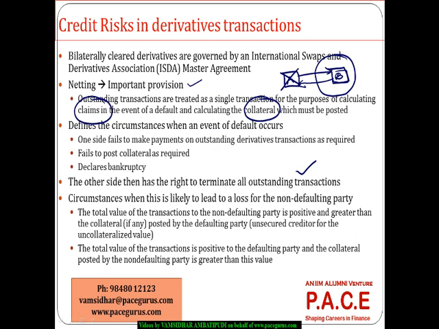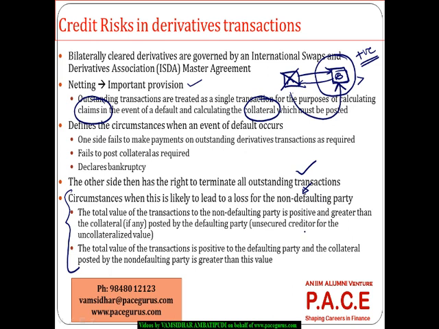And if we look at it from the credit risk perspective, there are two different circumstances where there could be a loss to the non-defaulting party. Look at it like this. These two have got into a transaction. A has defaulted. If B's value of the transaction is positive and it is greater than whatever collateral is posted by A with B, then for that additional amount, B is losing.